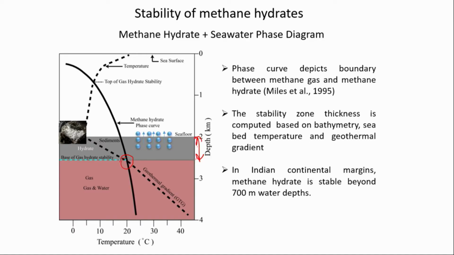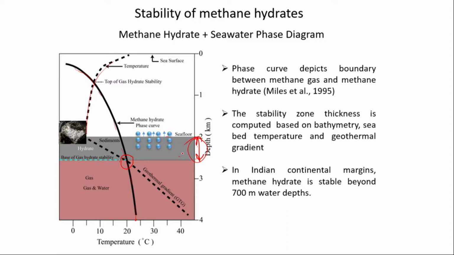Now, I said that the methane hydrate is stable at high pressure and low temperature. So how do we show it diagrammatically? It is shown by a drawing called the phase diagram, where you can see the phase boundary and the thermal gradient. You can see that in this zone the hydrate is stable, because the temperature and pressure conditions here are perfect for stability.